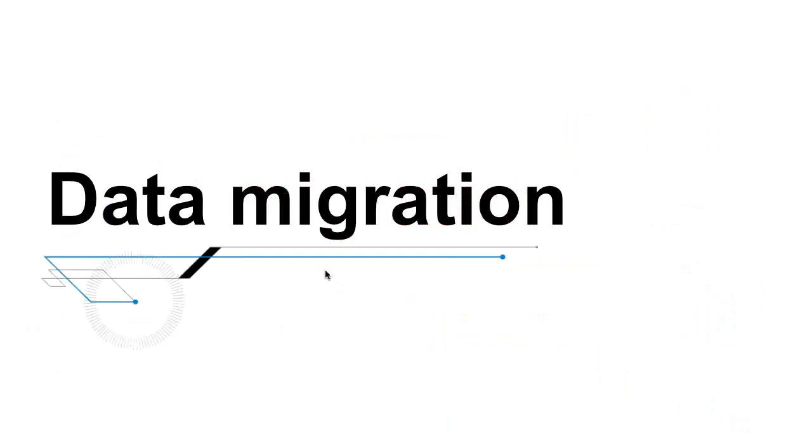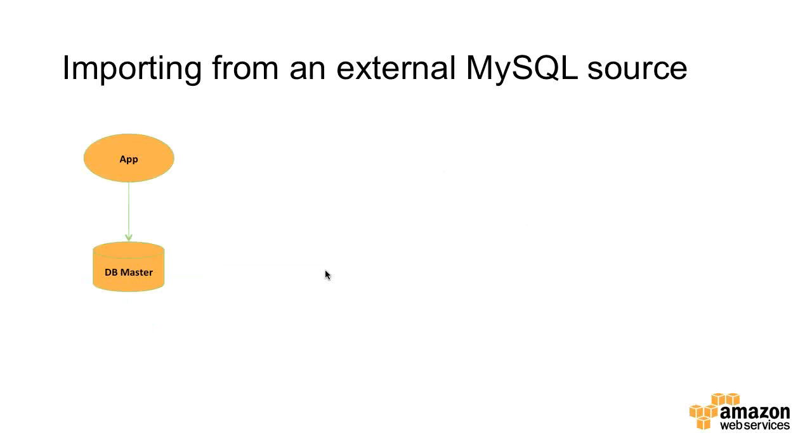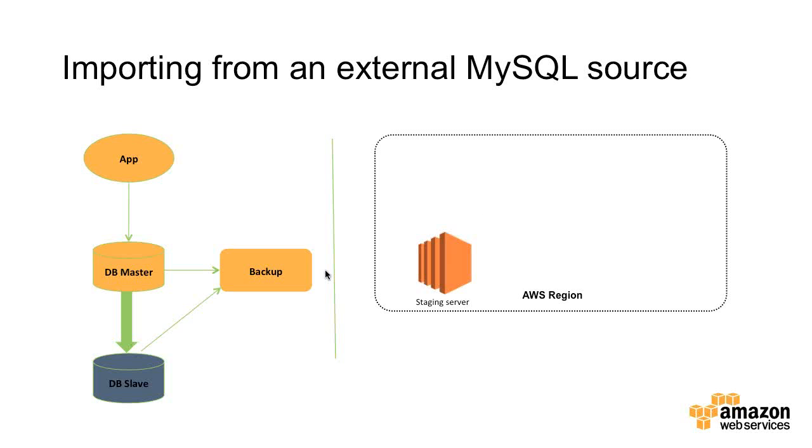So, what about data migration? How do I migrate data from my existing MySQL instances into RDS? These instances can be running either on-prem or on EC2 instances as well. Your app is currently talking to a DB master. You can take a backup from the DB master, or better still, take a backup from the slave. If you have a slave running for the DB master, take a backup from the slave, ship this backup to a staging server in AWS. Shipping the backup is as simple as doing an SCP from your backup server into AWS EC2 servers. Once it is there on the staging server, you can import this data into a slave database.